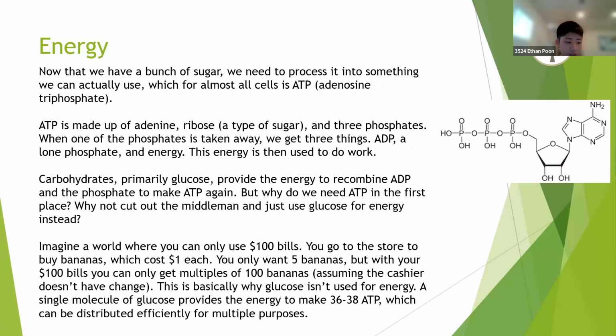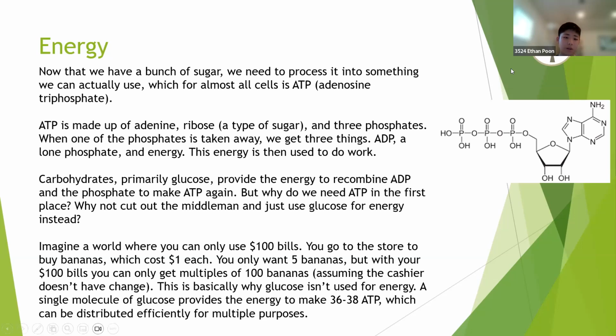So now we have a bunch of sugar and we need to process it into something we can actually use, which for almost all cells is ATP, adenosine triphosphate. So I have a diagram of it here. ATP is made up of adenine, ribose, which is a type of sugar, and 3 phosphates. So this long chain at the end.